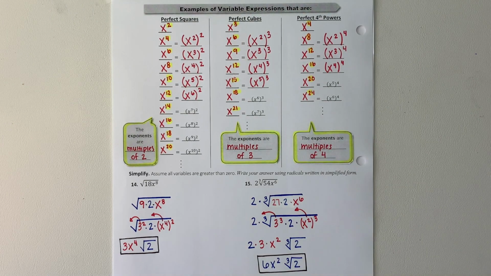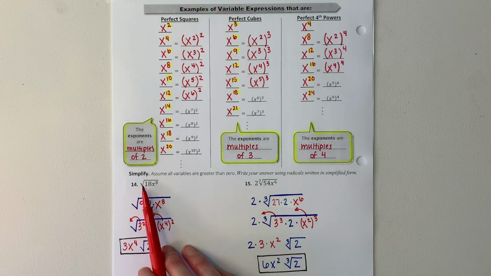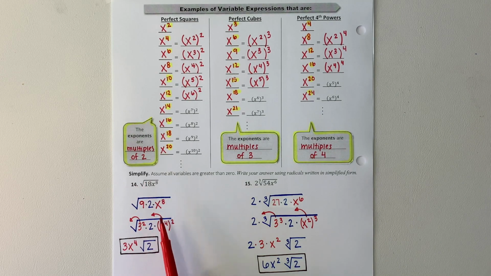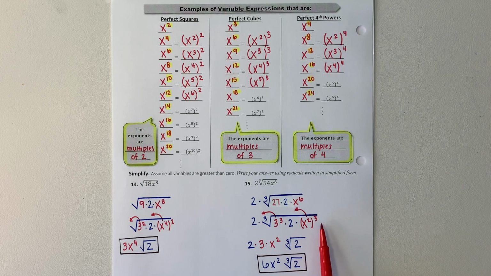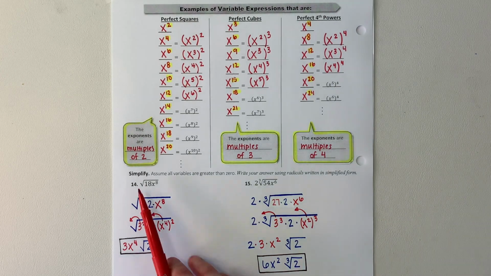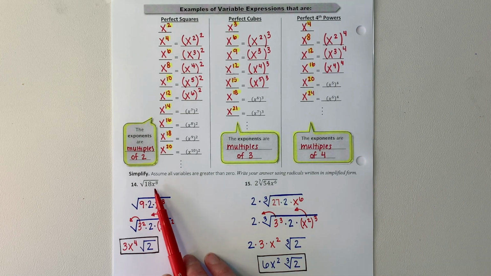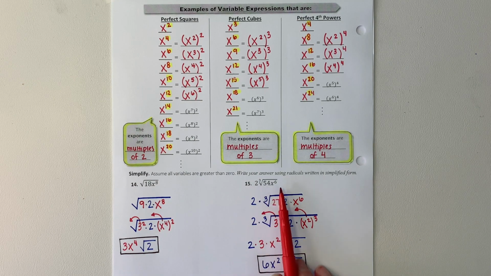Now, notice in these examples, here we had a square root, and our variable was a perfect square. We could write it as some quantity squared. Here we had a cubed root, and our variable was a perfect cube. We could write it as some quantity cubed. But what if you have a square root, but your variable is not a perfect square? Or what if you have a cubed root, but your variable is not a perfect cube? How do we simplify those types of problems? We'll look at that next.